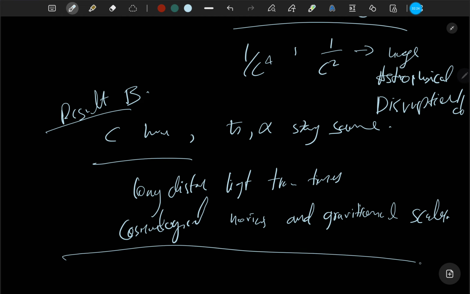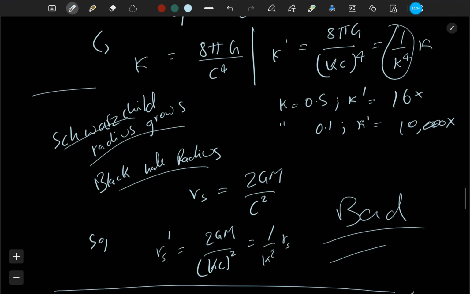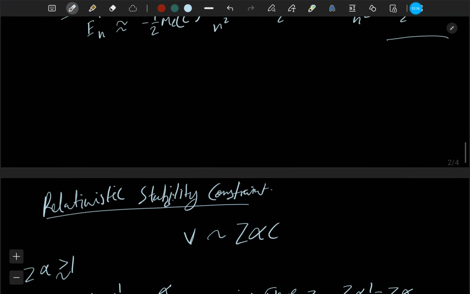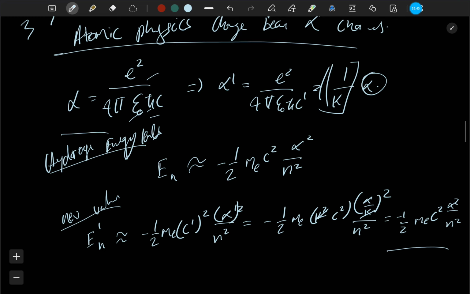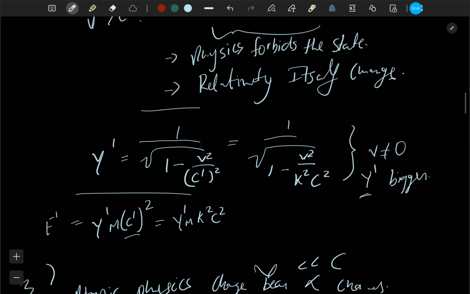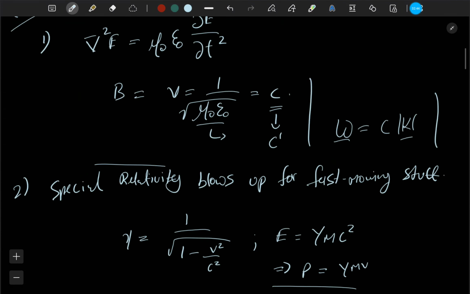So yeah, this is what's going to happen if light slows down, and it is pretty catastrophic, but it's pretty interesting how it influences these many things. And the beauty of us being able to calculate it is phenomenal.